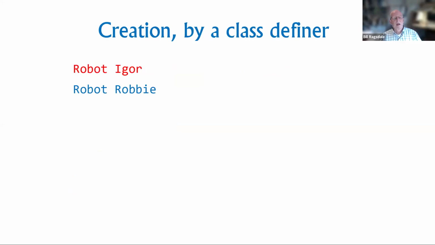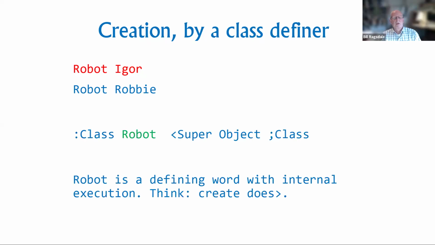So we'll jump right into the application. Today we have a definer named robot, and the robot, when executed here, followed by the name of the object, in this case is Igor. So we now have created an object named Igor. And we take that same creator and apply it to create a robot named Robbie. This is the source code for that creation.